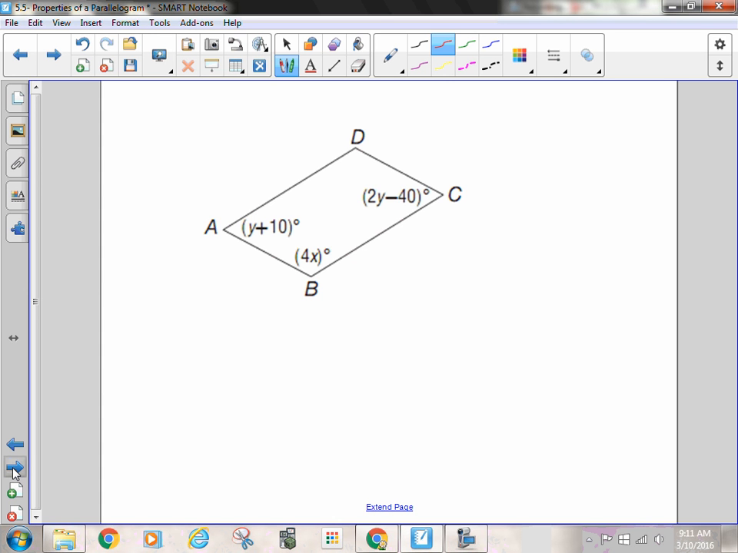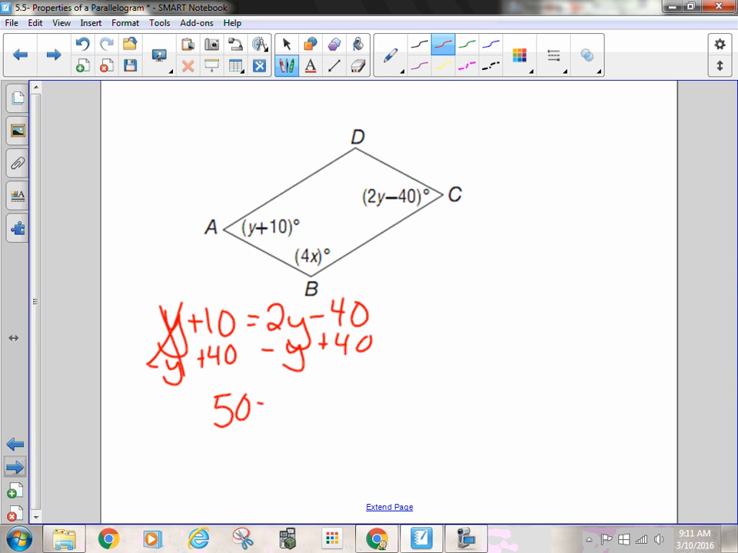All right, here I see that I'm dealing with some angles, and I have some opposite angles and some consecutive angles. We're going to need to find y first because there's only one x and there's nothing in angle D, so I can't set that. My opposite angles are congruent, so I'm going to set these two congruent to each other, my y's. I'm going to subtract y, and I'm going to add 40 all in the same step. So I get 50 equals y. So now I know what my y is.